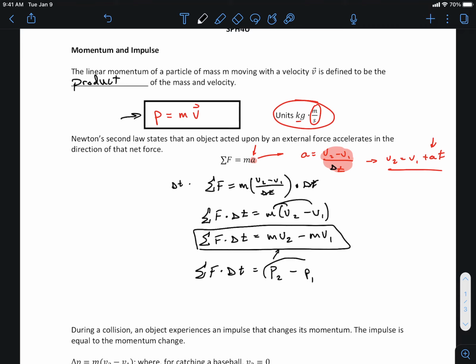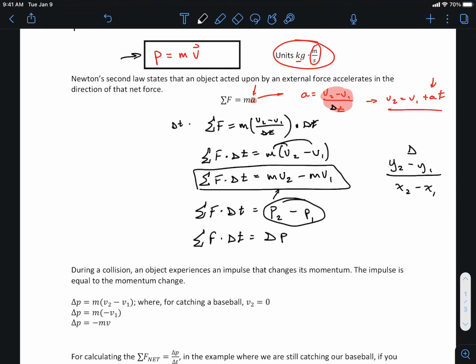And we saw over and over again, anytime you do this, I'll go right back to grade 9. This is what we call a change in, which we can denote as delta. Delta is the change in. So the sum of the forces is the change in momentum.